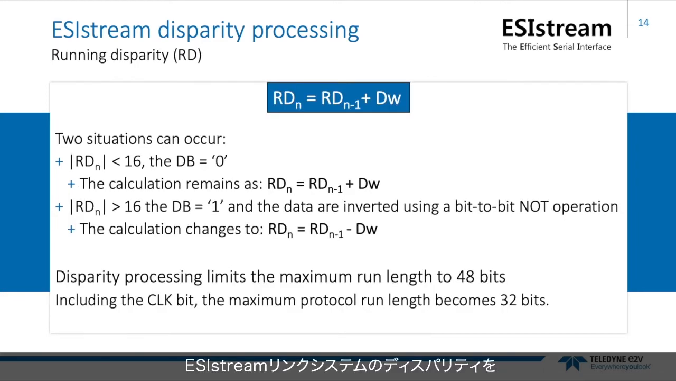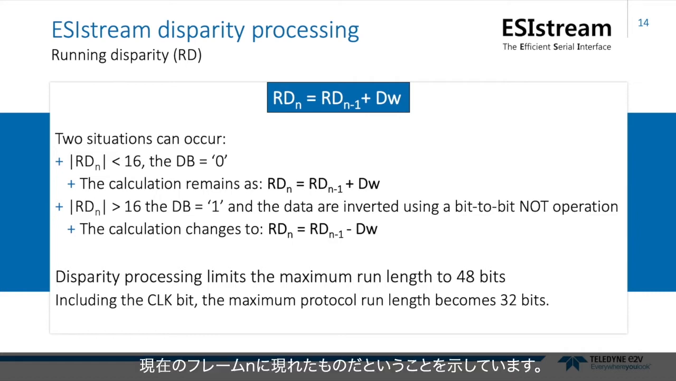By actively monitoring disparity in the ESIstream link system, it becomes possible to adjust the link to eliminate large disparities from accruing. This process uses the very simple mathematical relationship highlighted here to tame disparity. Basically, this relationship says that the running disparity for frame n is the running disparity seen in the previous frame through the link, summed with the disparity word resulting from the current frame n.